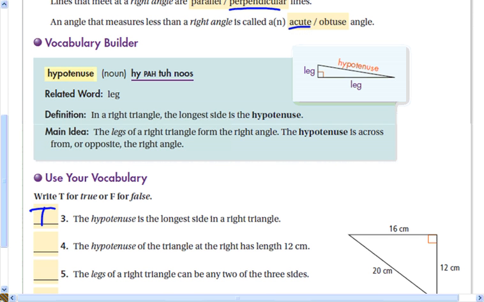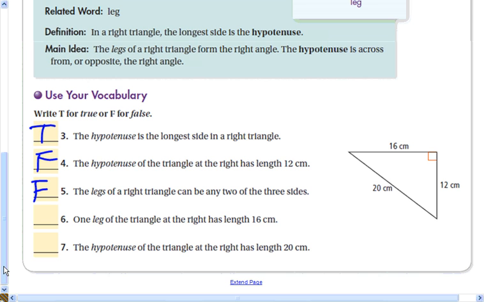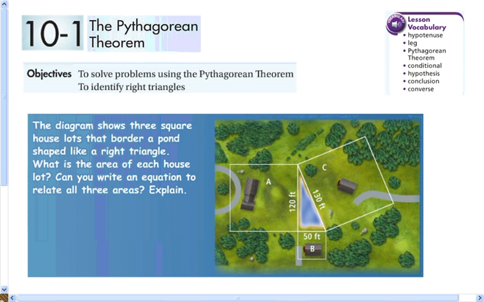So the hypotenuse is the longest side in a right triangle. That's true. The hypotenuse of a triangle at the right has a length of 12. That is false. That's one of the legs. The legs of a right triangle can be any two of the three sides. That is also false. It has to be the two shorter sides. One leg of a triangle at right has the length 16. That's true. A longer leg is length 16. And the hypotenuse of a triangle at right has a length of 20. That's true. All right. So we're going to learn how to solve problems using Pythagorean's theorem.